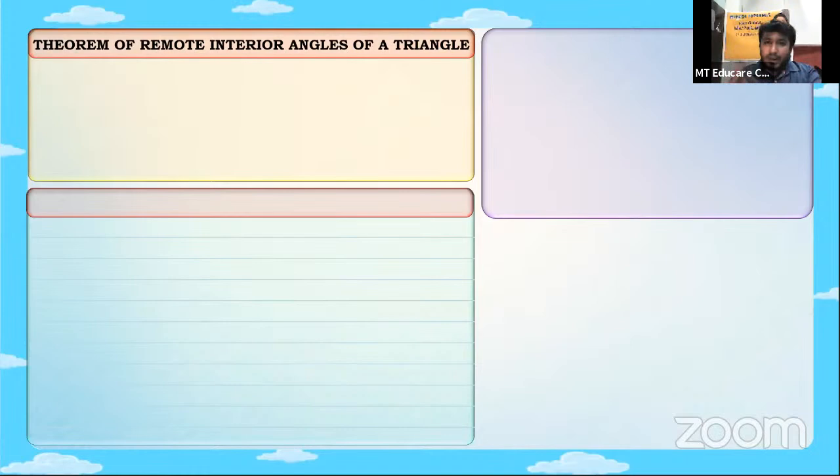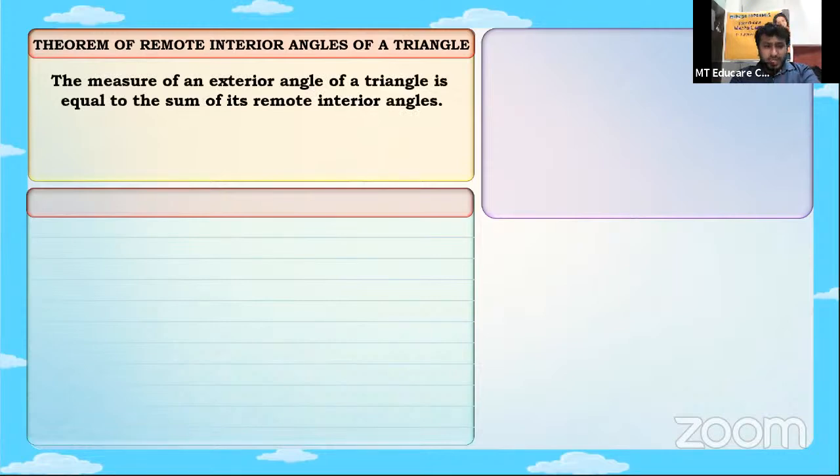We studied its meaning and its concept. Today students, we are going to prove that theorem. And the proof is very simple. It can come in your school exams either for 3 or for 4 marks.